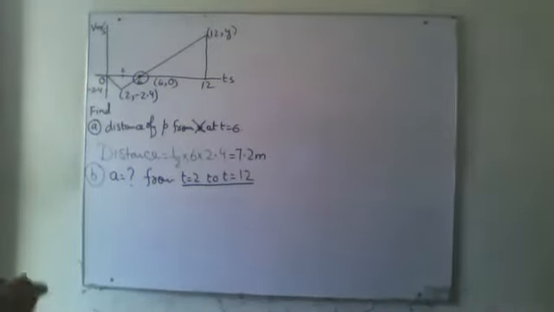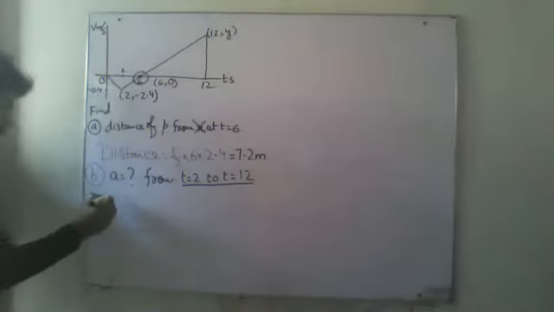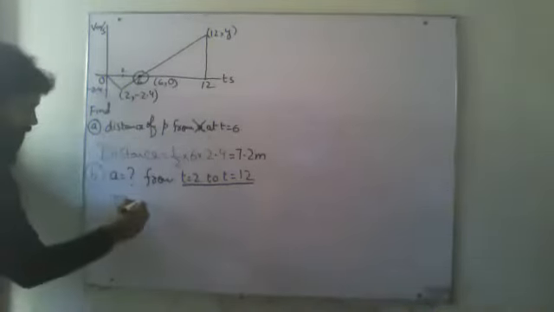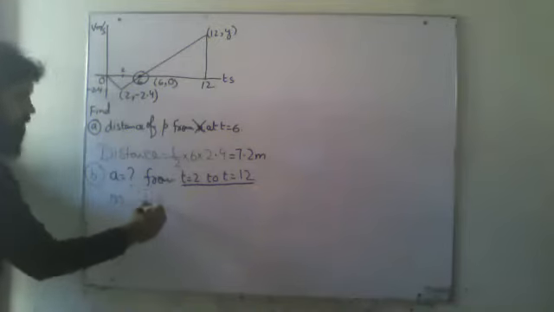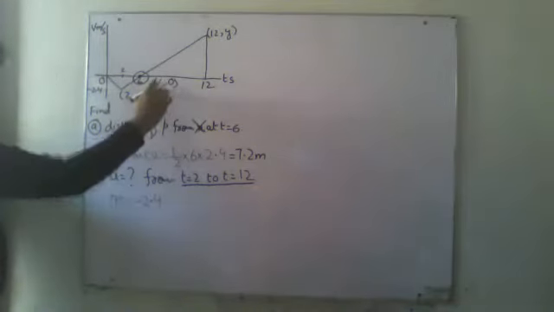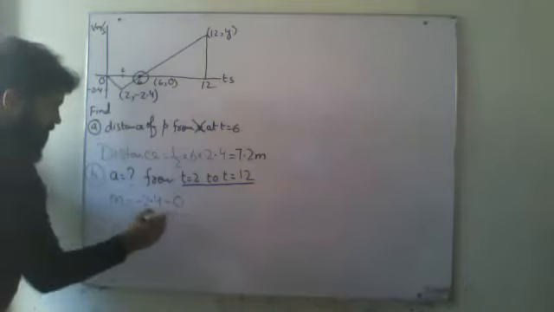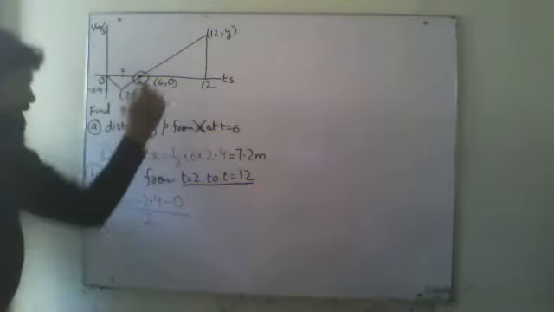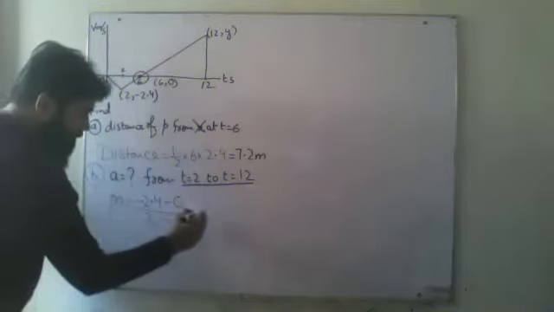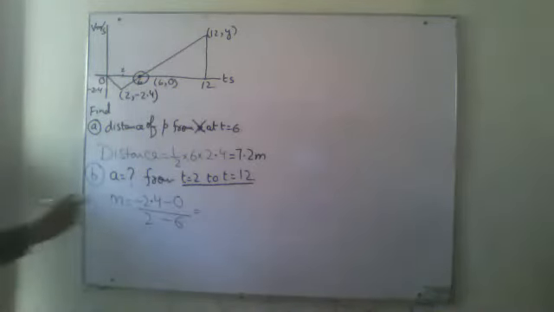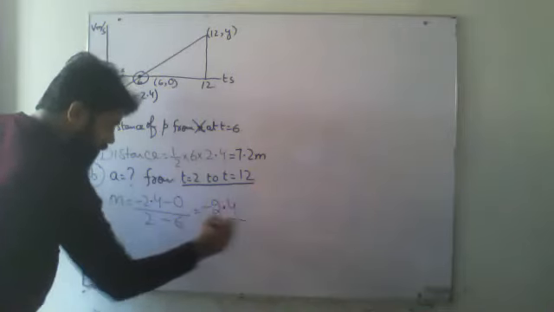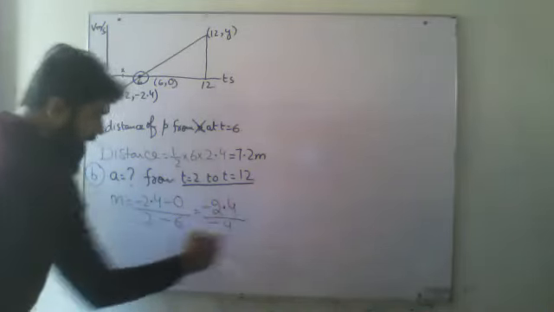So now, what will I do? Gradient equals y2 minus y1 over x2 minus x1, which is 0 minus minus 2.4 over 6 minus 2. Simplifying it, minus 2.4 over minus 4.